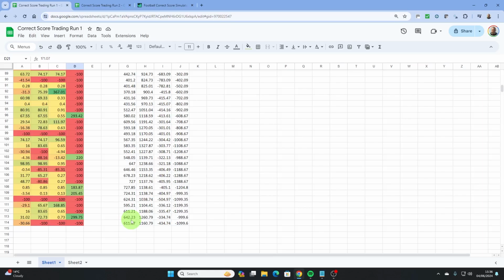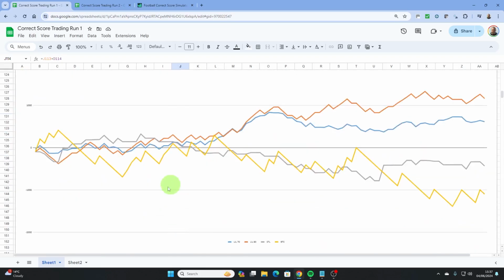So overall in this first run, our own 70-minute reality check strategy made £611.57. The same strategy that we let run till the 90 minutes made us £1,160.79. The Sports Trading Life strategy, removing all liability up to the 85th minute, lost £434.74. And the BTC Dutch, the two favourite scores, would have lost us £1,099.60. And we can see the movements on the graph.